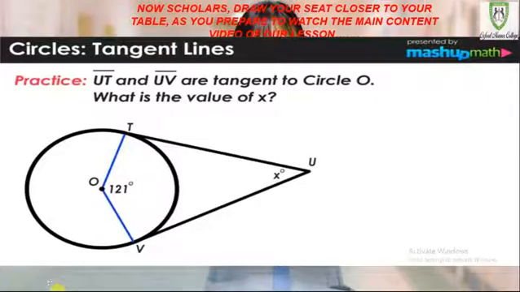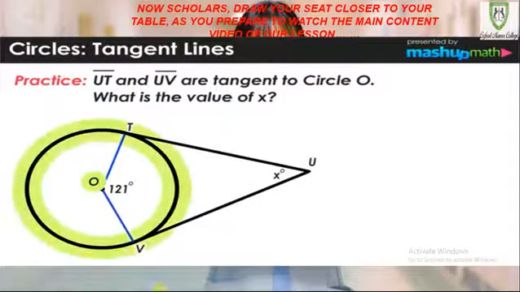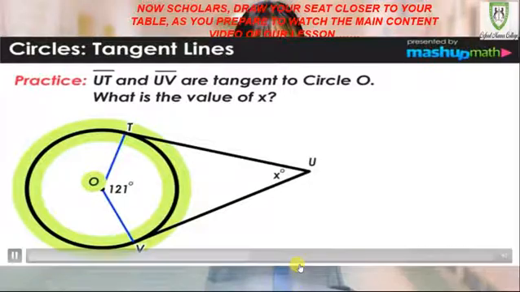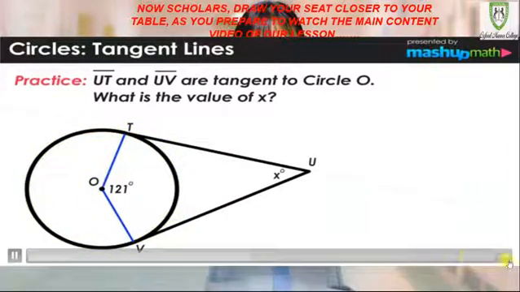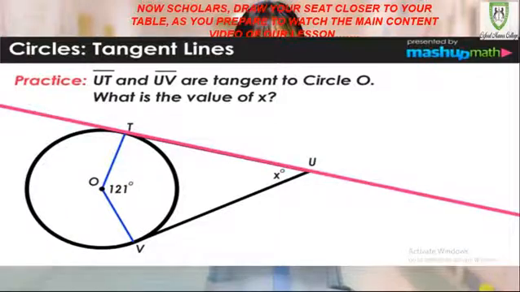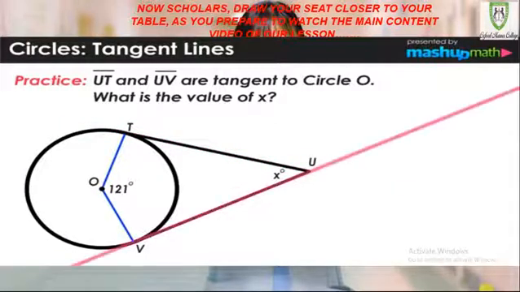So now let's go ahead and apply our understanding of tangent lines and circles to a practice problem. In this case, we have line segment UT and line segment UV both being tangent to circle O, and we're looking to find the value of x shown on the diagram. So notice that lines UT and UV are line segments. However, they are still tangent to circle O, which means that they will still hold the same properties of tangent lines even though they are not infinite lines.